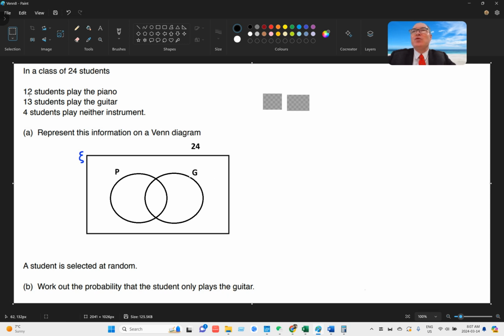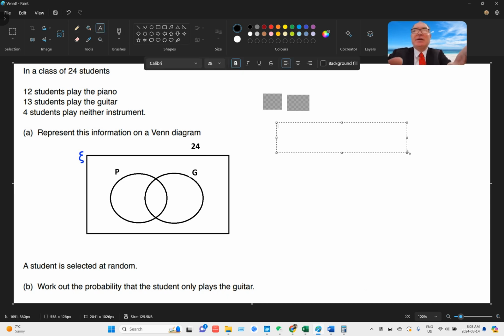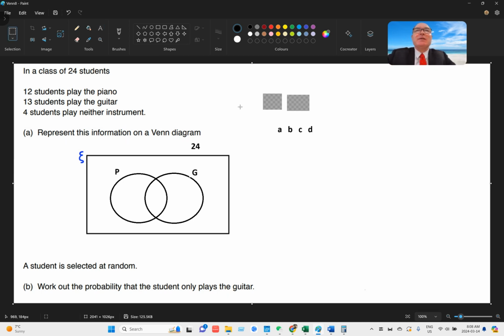Now, 12 students play the piano. Remember, I can't just put the 12 here because I'm ignoring that some could also play both piano and guitar. So we're going to go back to our little letters here and say some only play the piano, some play the piano and guitar, some play just the guitar, and some don't play either one of those.